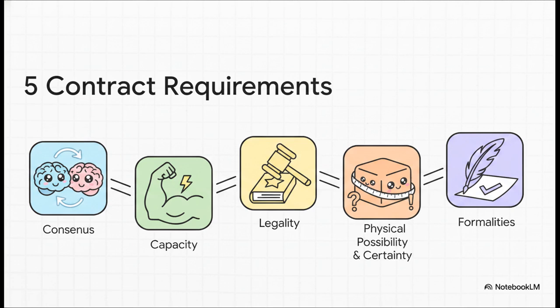Number 4, physical possibility and certainty. The performance has to be physically possible and clearly determinable. And finally, number 5, formalities. If there are any legally prescribed written requirements, they absolutely must be met.